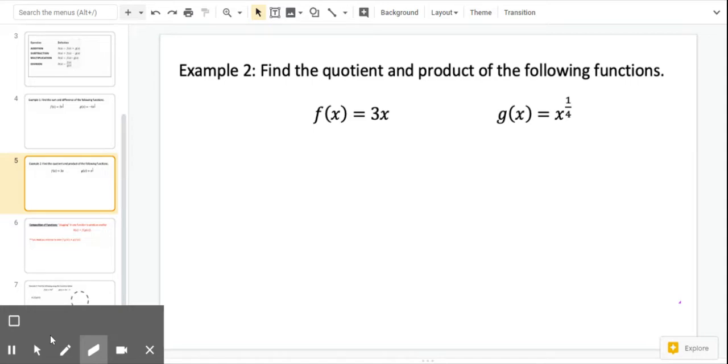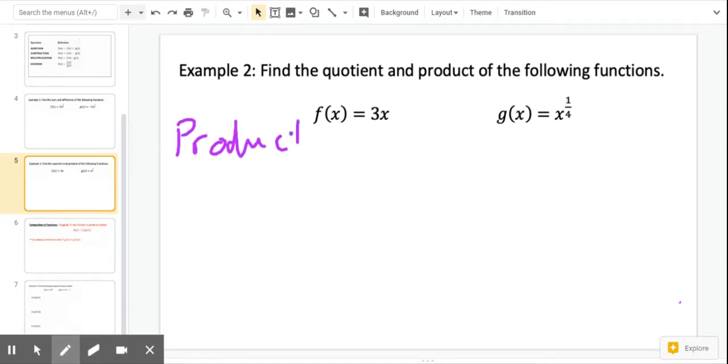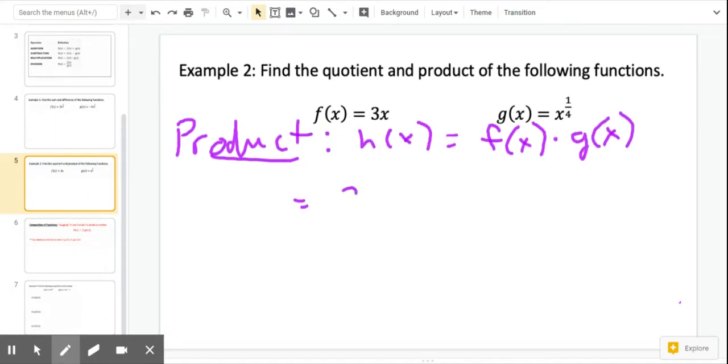So now let's do the product. So product, as we know, means multiplication. So we're going to find our new function h of x by multiplying f of x times g of x. So that's going to be equal to 3x times x to the 1/4. So for this, we're going to need exponent rules again. So this is multiplication. We have 3. That's just going to hang out by itself in the front because that's the only coefficient. So we have 3 times x to the first times x to the 1/4.